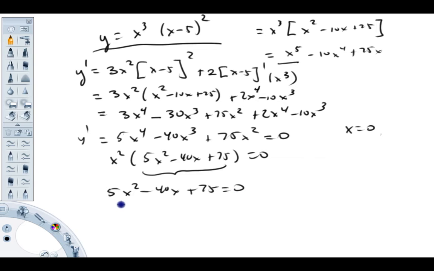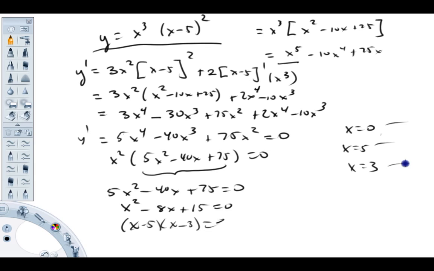Everything there is divisible by 5. Yeah, let's get rid of the 5. So we're going to have x squared minus 8x plus, what is that, 15? Yep. And looking at this, I'm betting this thing will probably factor. Factors of 15, 5 and 3. So this thing factors into (x minus 5)(x minus 3). So other numbers that are critical in this problem are x equals 5 and x equals 3. So these are all values where the function may have relative extrema.